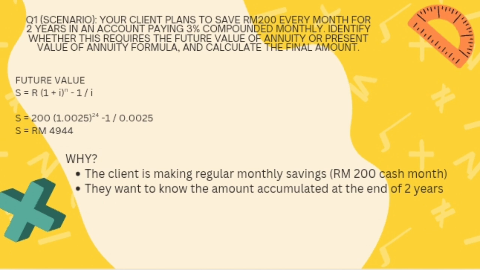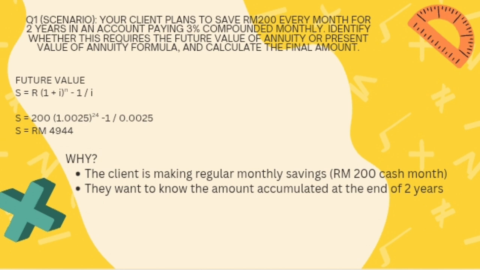Since the client makes regular monthly deposits and wants to know the total amount at the end of the saving period, we use the future value of annuity formula. The formula is S equals R [(1 plus i) power n minus 1] divided by i, where R is 200, i is 0.03 divided by 12, which is 0.0025, and n is 24 months.